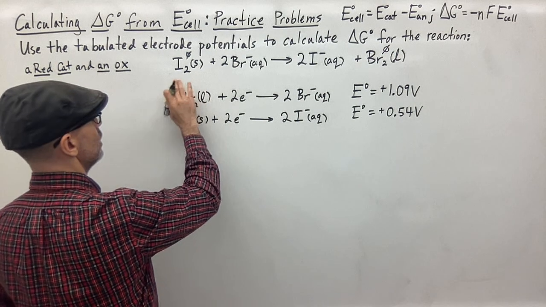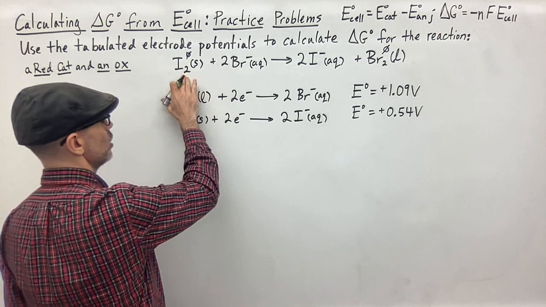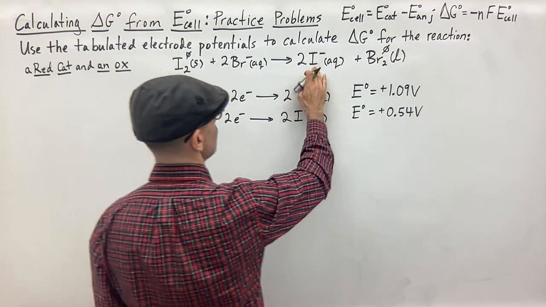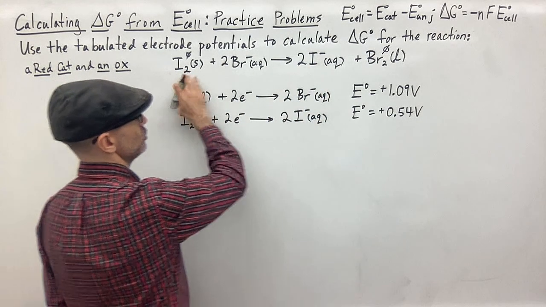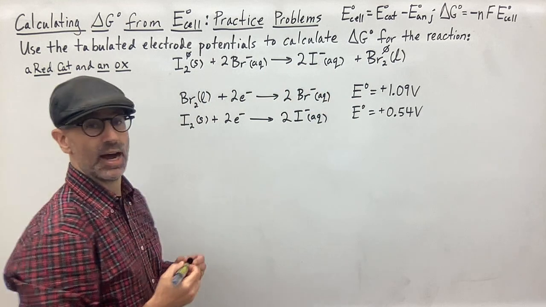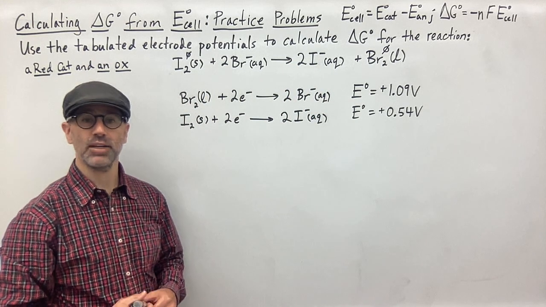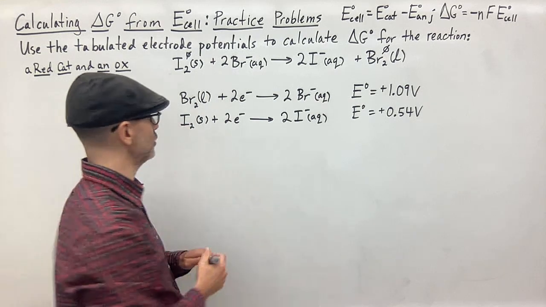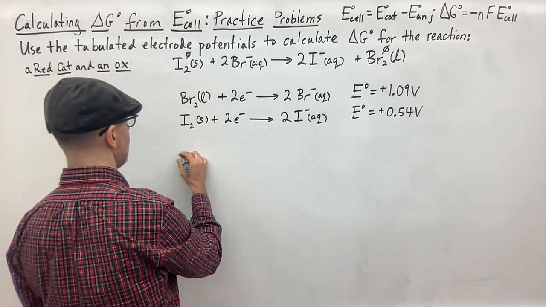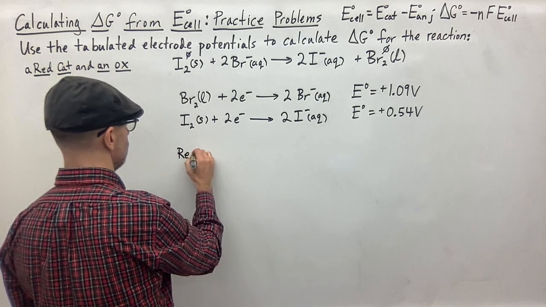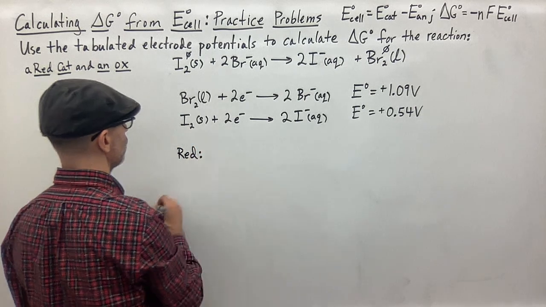And so if we write this out, our iodine is going from 0 to -1. So 0 to -1 means that iodine is picking up electrons. It's gaining electrons, so that means it's being reduced in this reaction. So if we write that out as our reduction, this is going to be our reduction.